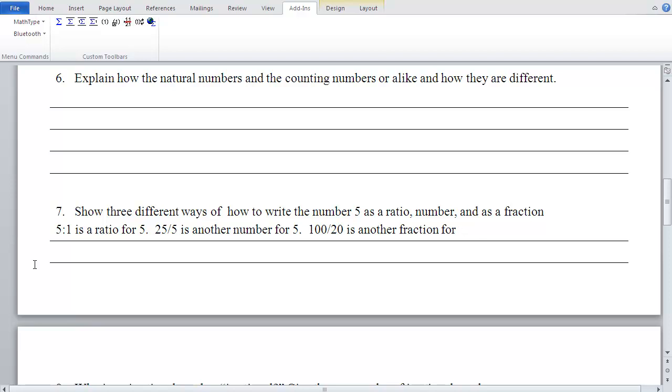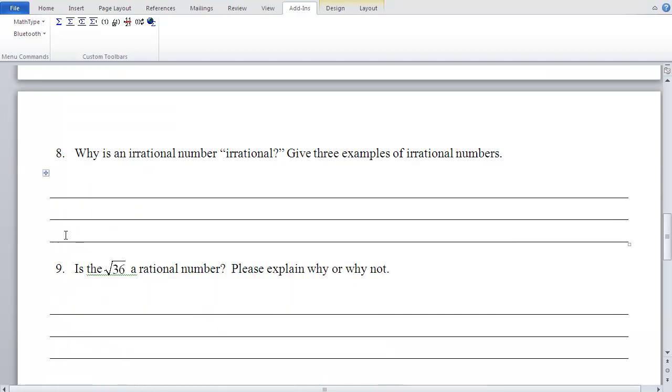So you say, Mr. Gee, this is kind of stupid. We're just writing 5 in many different ways. And what you've got to understand when it comes to math, especially with fractions and ratios and things like that, it's the ability to take a number and write it in many different forms that allows us to simplify and then to solve equations. So that concept that belongs to the rational numbers is very, very important for you to understand. Okay, that's number 7.